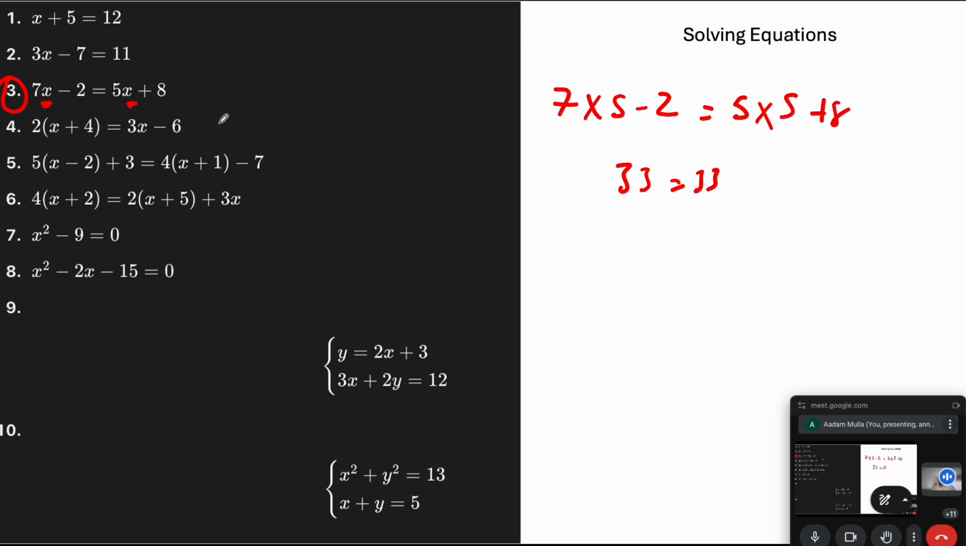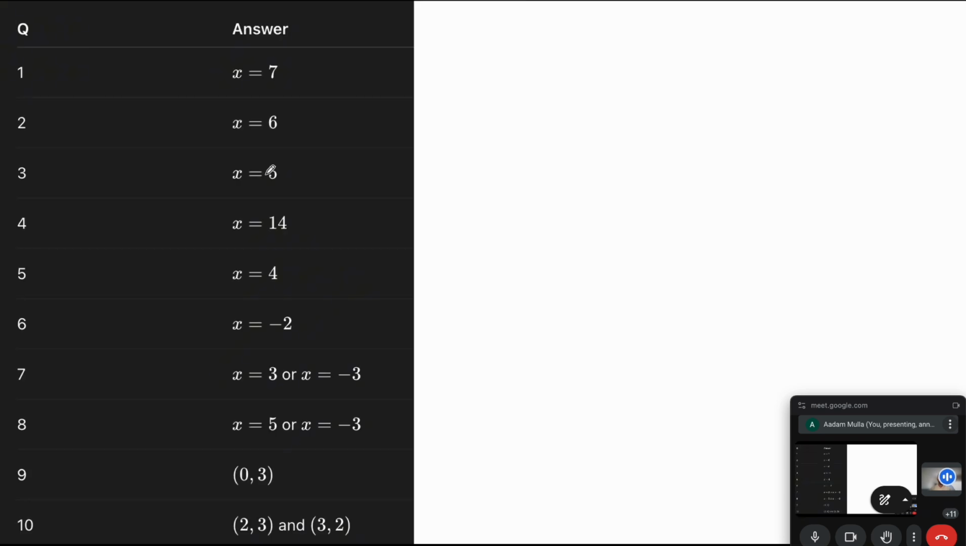So always just choose what's the most time efficient way of doing the question. Is it a written method or is it an algebraic method?